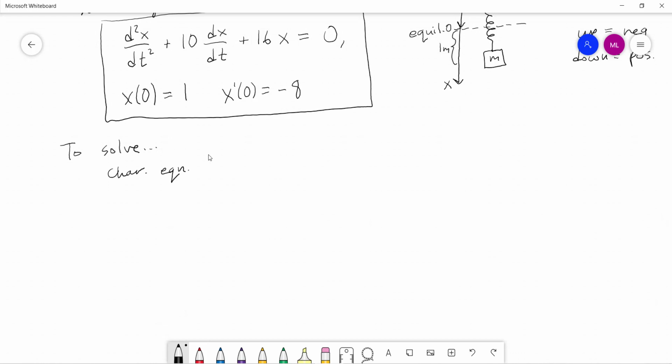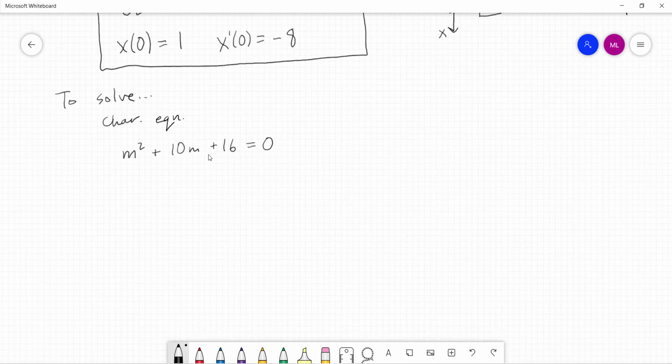Our characteristic equation for this is going to be, again, I'll use m because that's largely what the book uses, but you're welcome to use r or some other letter if you prefer. But we get m squared plus 10m plus 16 equals 0. We need to solve for m in this case.